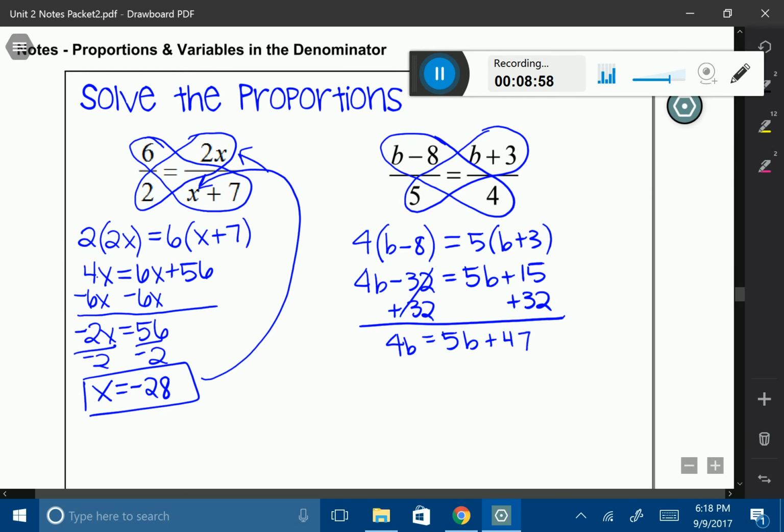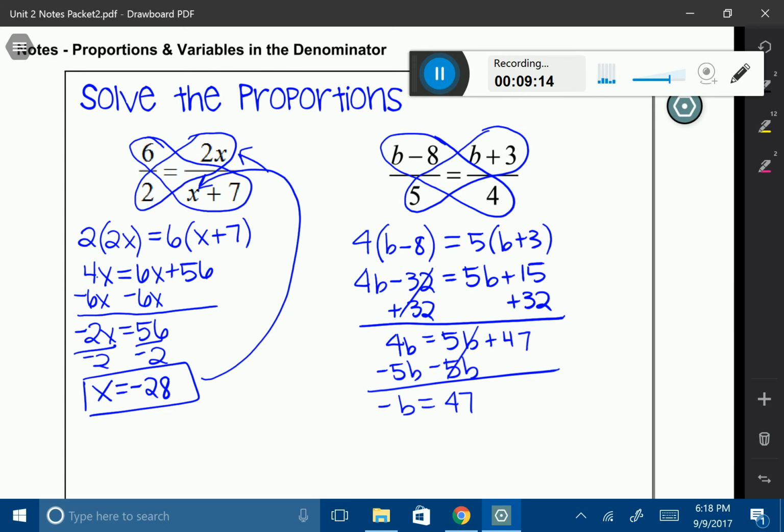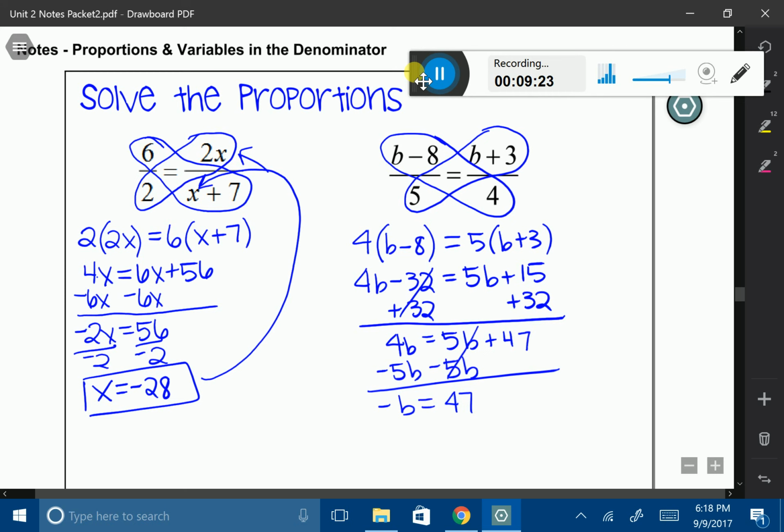Excellent. Okay, now let's move my variables. I'm going to move 5b over to the left-hand side. Oh, I love these types of problems because take a look. I'm left with negative b equals 47, and unfortunately, the b is not by itself yet. Remember, there's always a 1 in front of the b, and so when I have a negative out there, I actually have a negative 1, and I have to get rid of the negative.